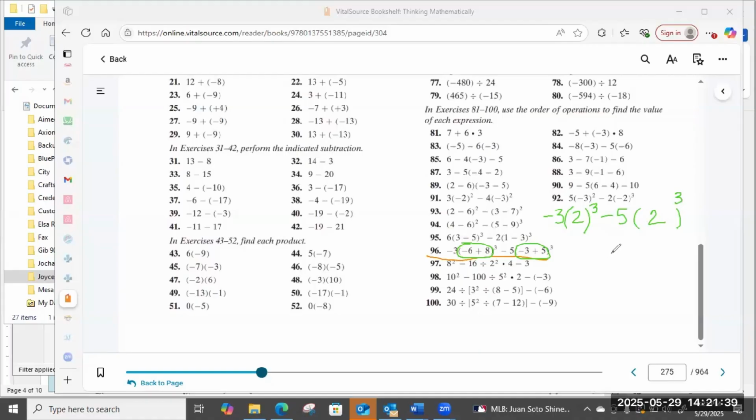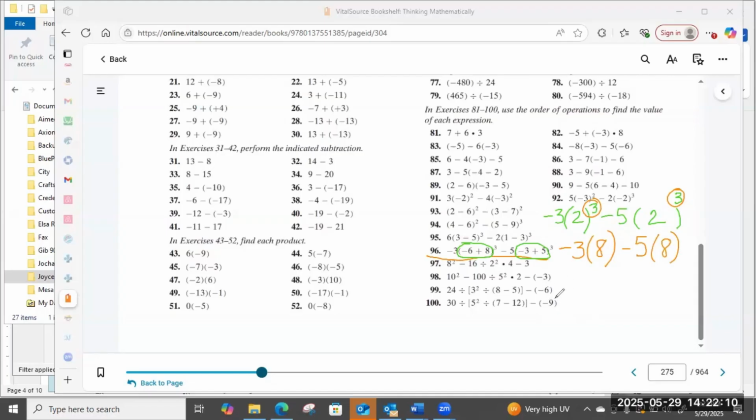I've done my grouping symbols, my parentheses, so the next thing I'm going to do are exponents. And I've got one here, and I've got one here. I'm going to leave the -3 alone, and now I'm going to do 2 cubed. That means take 2, multiply itself 3 times. 2 times 2 times 2 is 8. Minus 5, and I have 2 cubed again, so I know that's going to be 8.